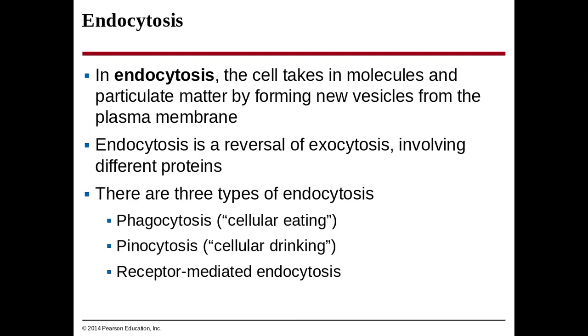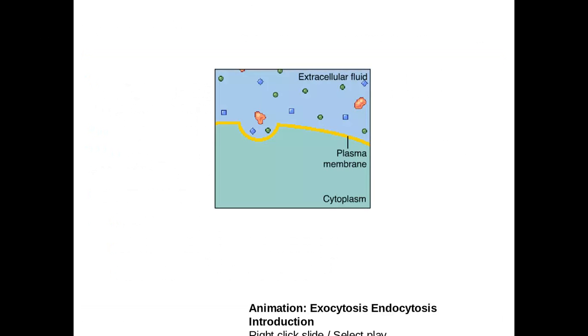The opposite of that would be endocytosis, endo meaning into. Essentially it works in a very similar way, but in this case, the cell is taking molecules into the cell. This happens by fusing vesicles with the cell membrane. There are 3 different types of endocytosis. We like to call them phagocytosis, cellular eating, pinocytosis, cellular drinking, and receptor-mediated endocytosis.